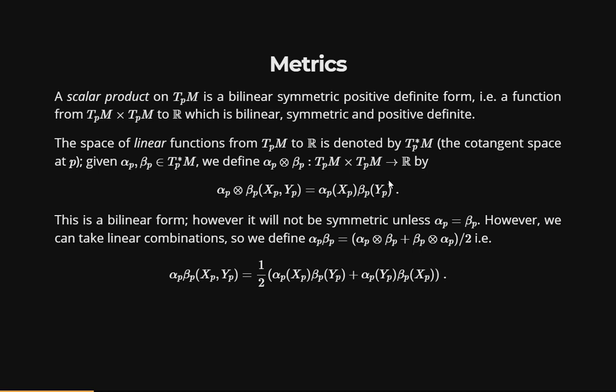We can take linear combinations because, I mean, the property of being bilinear is preserved by linear combination. So if we sum 2 bilinear functions, we get a bilinear function, etc. So we can define this symmetrization. So we take (alpha tensor beta plus beta tensor alpha) over 2. And this is just denoted by alpha beta. So, I mean, resembling the fact that the usual product between numbers is commutative. So alpha beta is equal to beta alpha. So alpha beta of (x, y) is 1/2 of (alpha(x) beta(y) plus alpha(y) beta(x)), which is clearly symmetric.